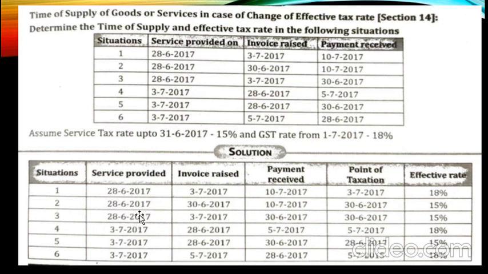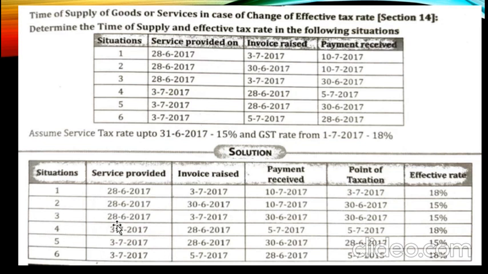Now, in this condition, we have two dates which are before the change in rate. So among these, we will not take whichever is earlier. Among service provided and invoice raised, we will not pick the earlier date. We will directly take the invoice raised date, that is 30th June 2017, and the rate is 15%, as both the events occurred before the rate was changed.